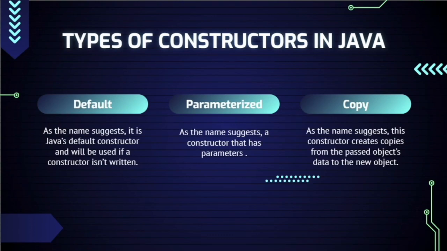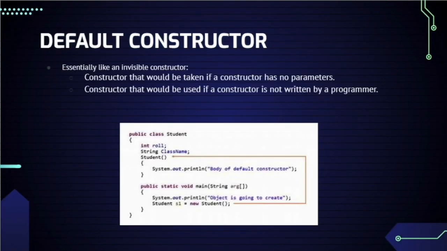Second type is a parameterized constructor. As the name suggests, it is basically a constructor that has parameters. And last is a copy constructor. As the name suggests, this constructor essentially creates copies from the passed object's data down to the new object. We will elaborate more on these in the coming slides.